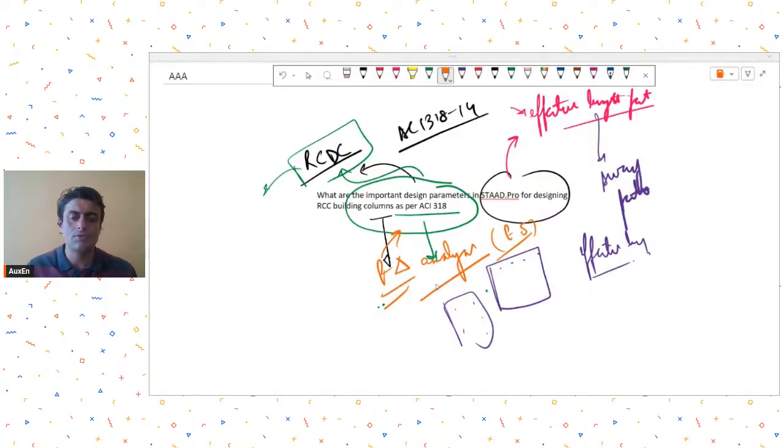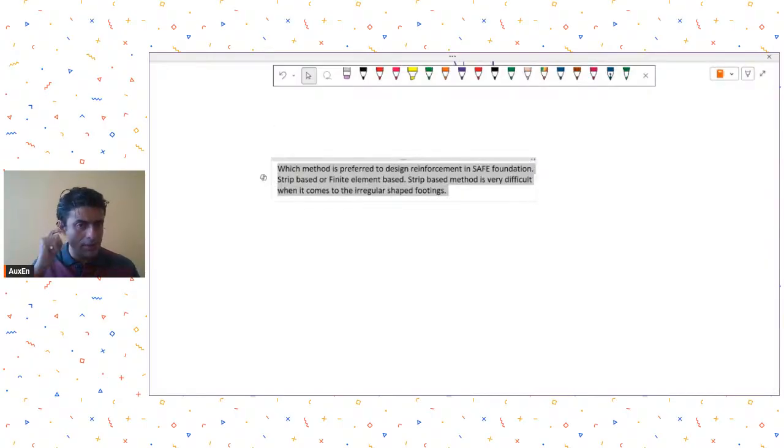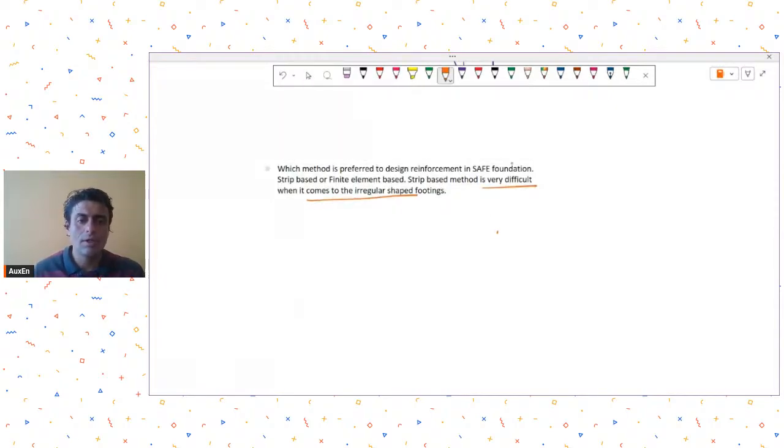Now the next query is from engineer Harish Acharya. He is from Bangalore and he's a working professional. He is asking which method is preferred to design the reinforcement in SAFE foundation: strip based or finite element based. Strip based method is very difficult when it comes to irregular shaped footings.